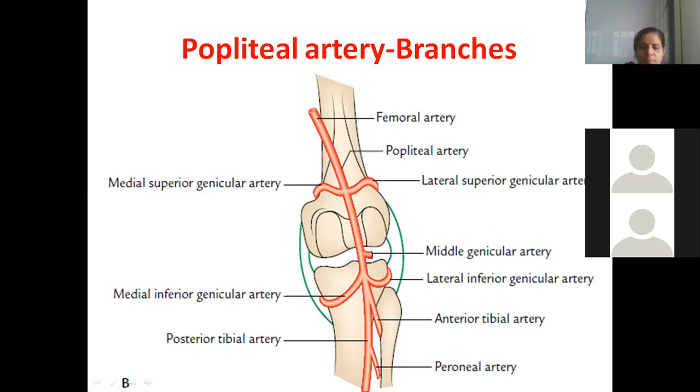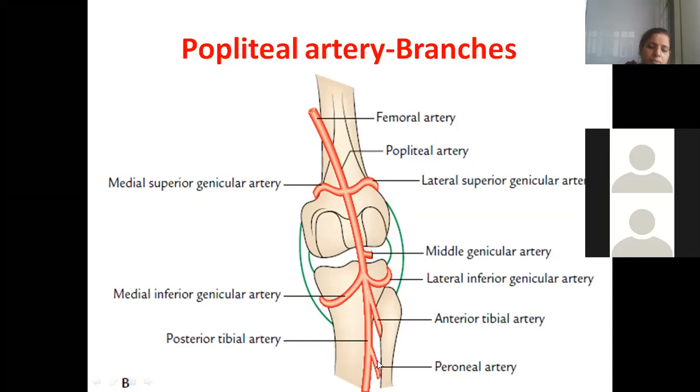Hansraj, can you repeat the branches of the popliteal artery? Ma'am, lateral superior genicular artery, medial superior genicular artery, and below that the middle genicular artery, and below that the lateral inferior genicular artery and medial inferior genicular artery. What are the terminal branches? Anterior tibial and posterior tibial.